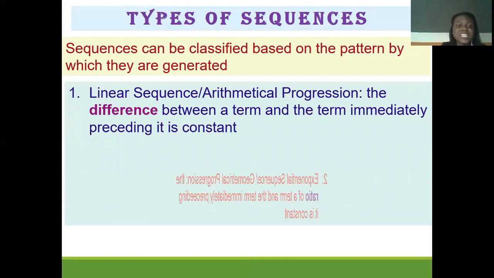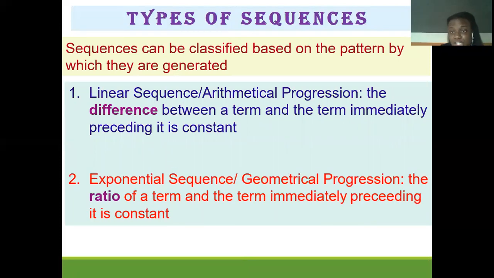The second type of sequence is a geometric progression or an exponential sequence. What we use here is the ratio. When you say ratio, it means you divide one term by the term before it. The ratio of a term to the term immediately preceding it is constant. That constant is called the common ratio. So in an exponential sequence, we deal with the common ratio. In a linear sequence, we deal with the common difference. We'll get into each of them now.